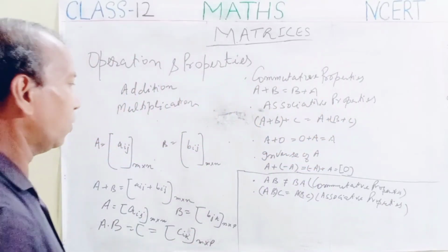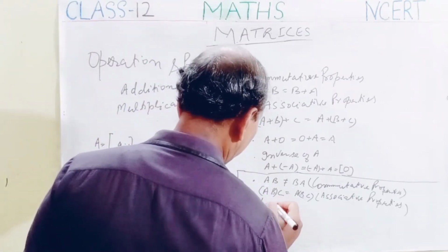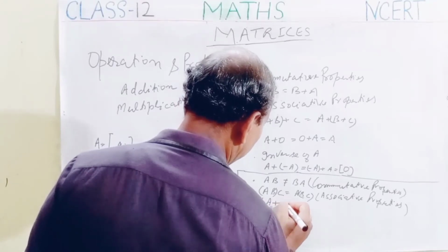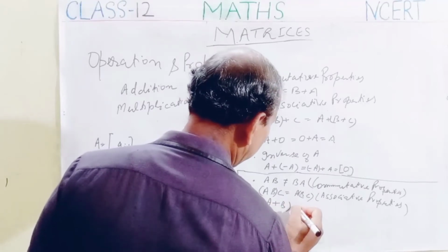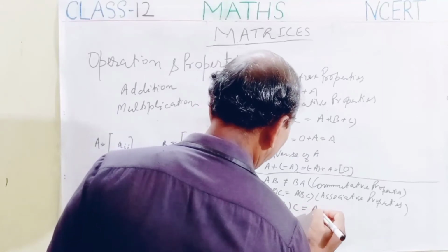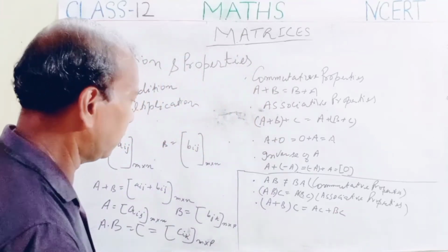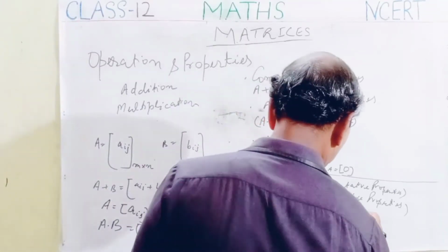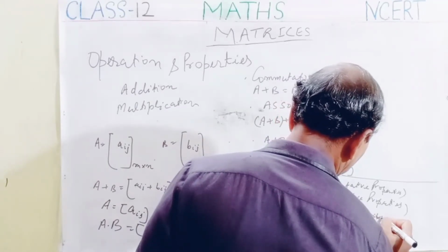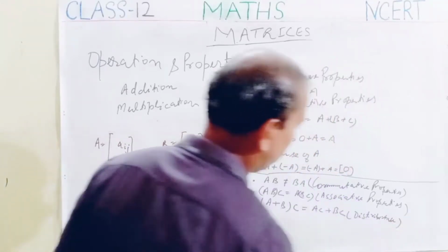Now the next one is the distributive properties. Distributive properties means, suppose A plus B is given, and suppose I am multiplying this by, let's suppose, C. So this is equal to AC plus BC. This is the distributive property.